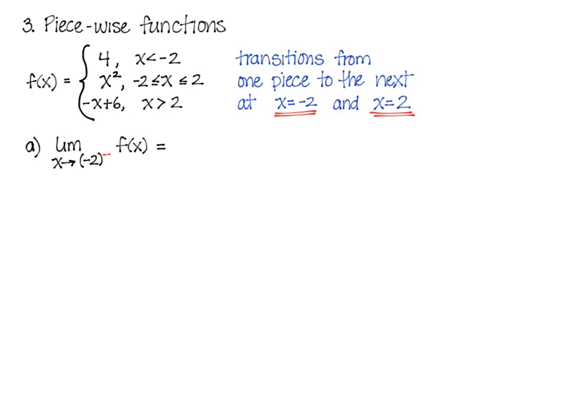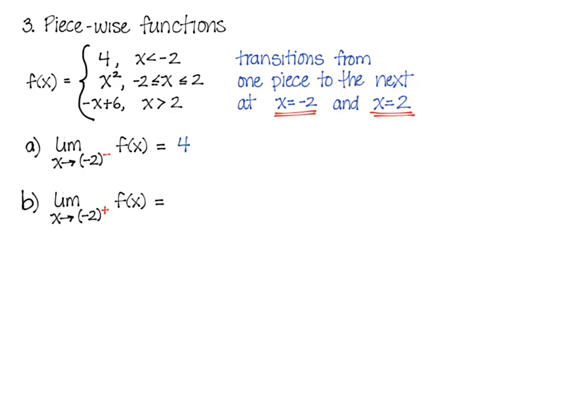So we're going to look at, numerically, the limit of this function as x approaches -2 from the left. This little negative means from the left. So I'm thinking about inputs that are less than -2. Well, if it was less than -2, I'm going to use this definition, which means anything that is to the left of -2 will return a 4. So I know that that output would be 4.